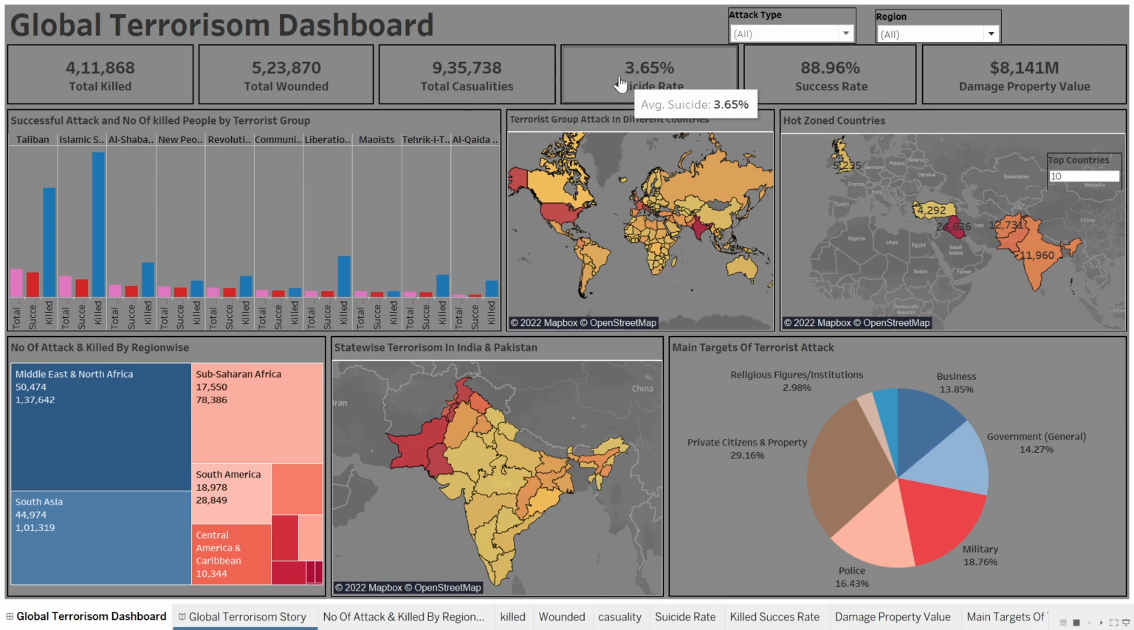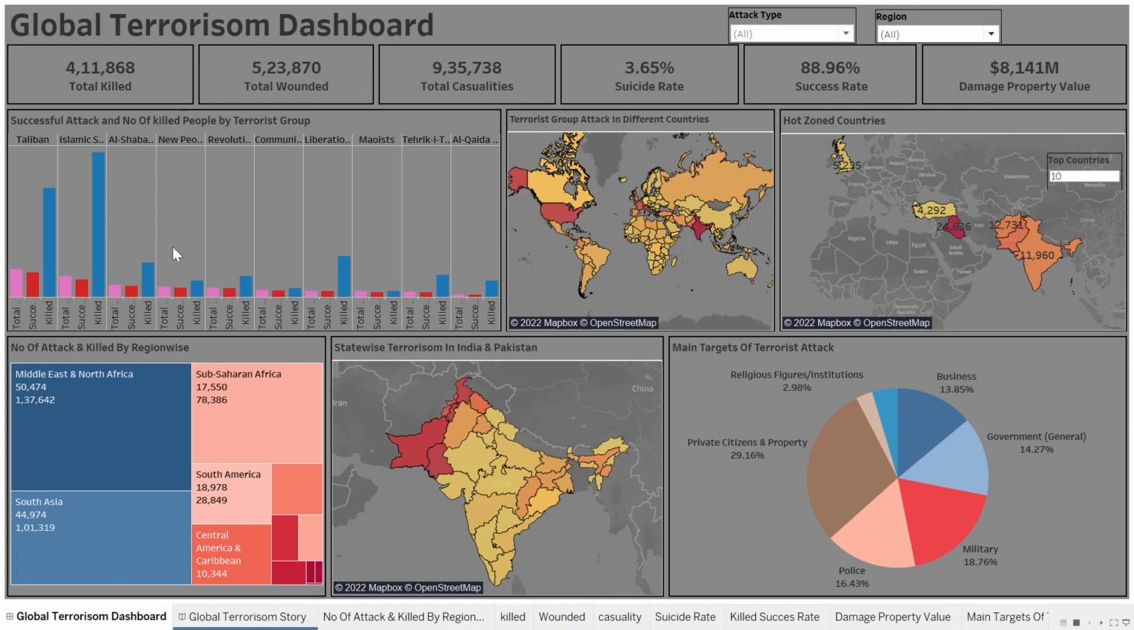After that, I created a KPI for suicide rate. There was a 3.65% suicide rate. Again, I created a success rate KPI, which tells us how successful terrorist groups are in their attacks. There is an 88.96% success rate, a huge number. That's why terrorism was increasing rapidly. After that, there is a huge amount of property damage, around $8141 million.